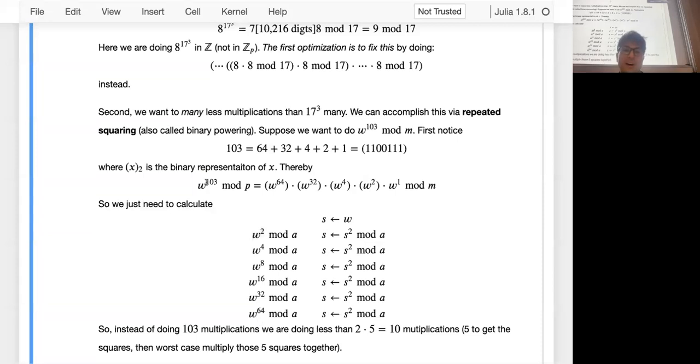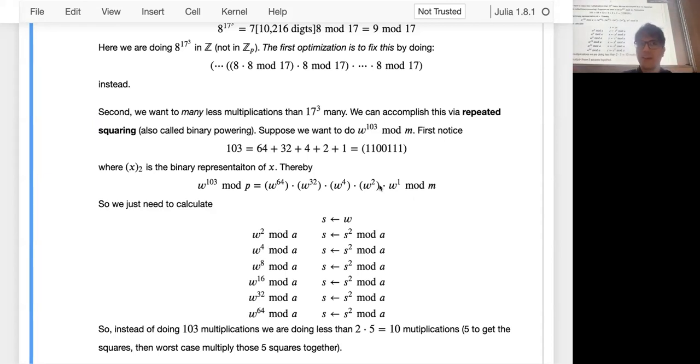Okay, but we want it to be 103. Well, how do we get 103? Well, 103 happens to be 64 plus 32 plus 4 plus 2 plus 1. You can pull that out by just looking at the binary representation of 103. So that means to get something to the 103rd power, we can compute all of these powers of 2 and then multiply w to the power of 64, 32, 4, 2, and 1. That will sum to 103. And therefore, we've done w to the power of 103, not in 103 multiplications, but 1, 2, 3, 4, 5, 6, 7, 8, 9, 10 multiplications, which is way less.